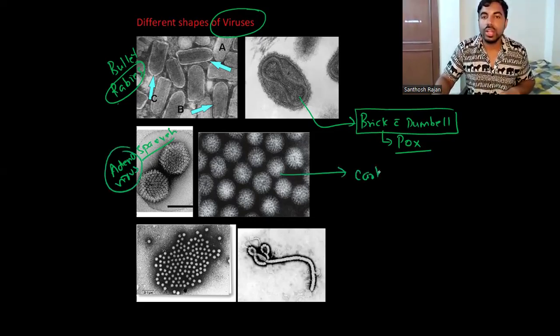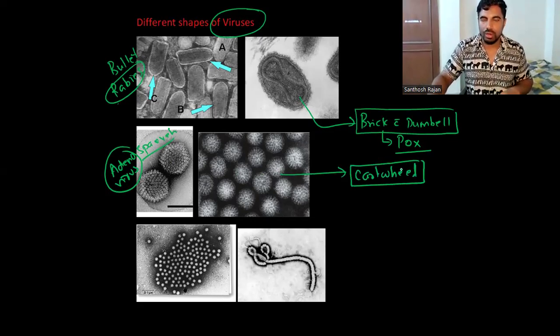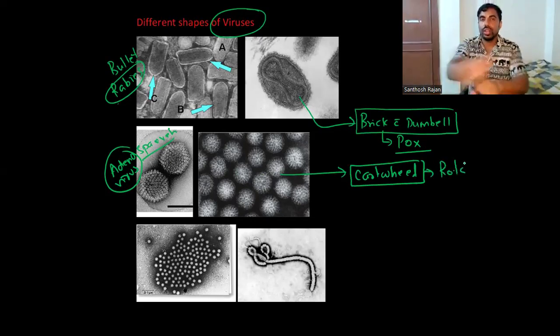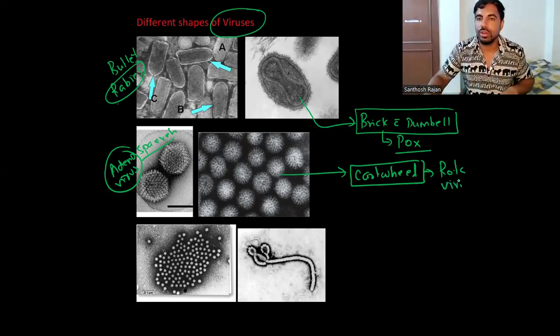Cartwheel. It's like a cartwheel. One cartwheel we studied just before, that was paracoccidiosis. Another cartwheel is your rotavirus, because rota also means rotating. Rota means rotate the car. So rotavirus, cartwheel. Okay, got it?